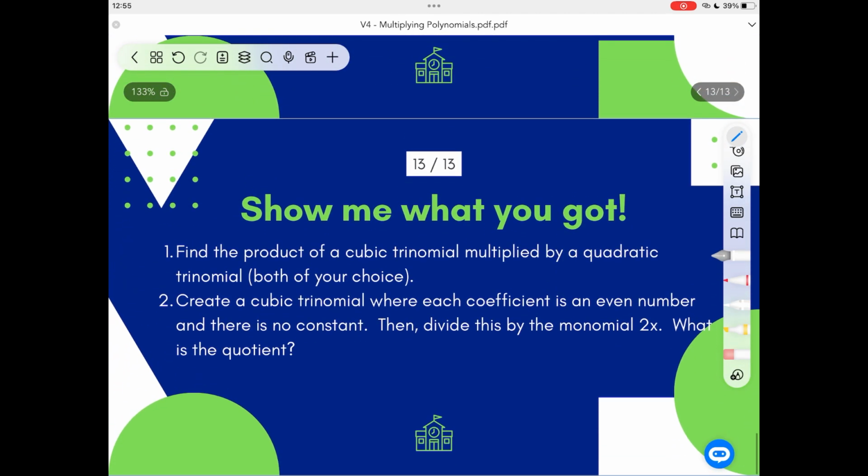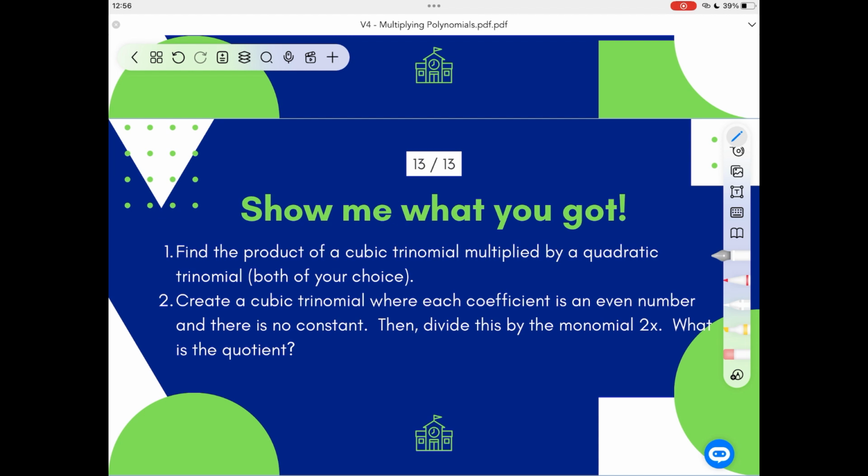So if you'd like a couple challenge problems, here they are. Show me what you got with finding the product of a cubic trinomial multiplied by a quadratic trinomial. This would be a challenge problem with a degree 3 and a degree 4, each of which are trinomials, so this will be another 3 by 3 box. But you pick what the coefficients and or constants would be.